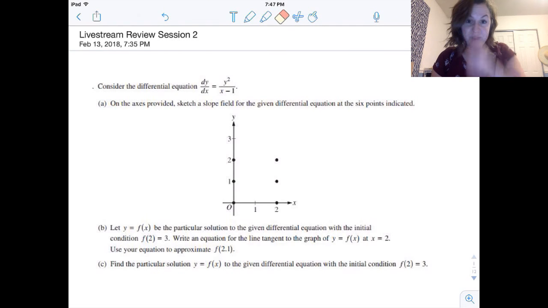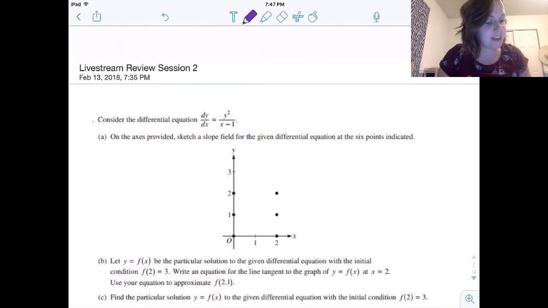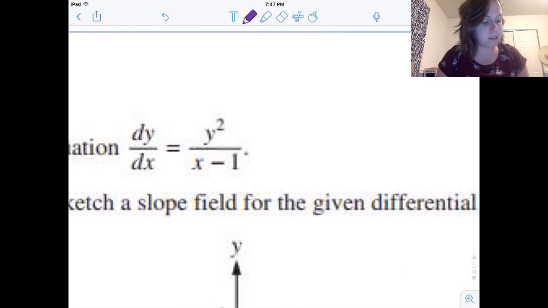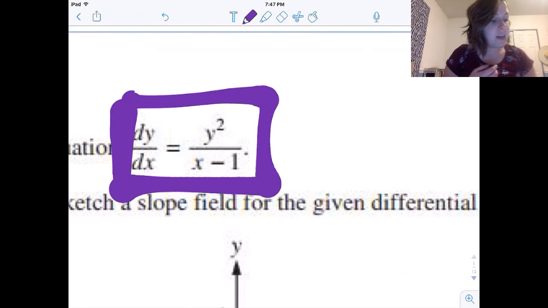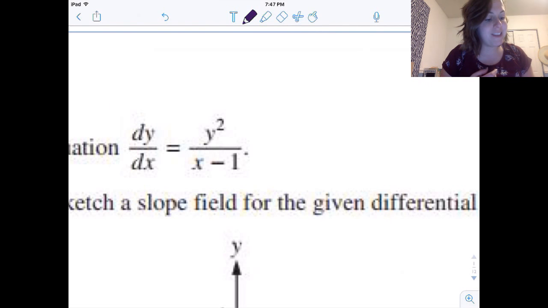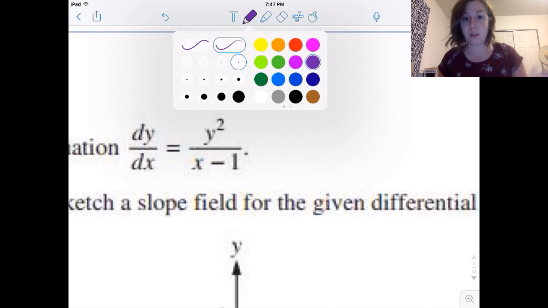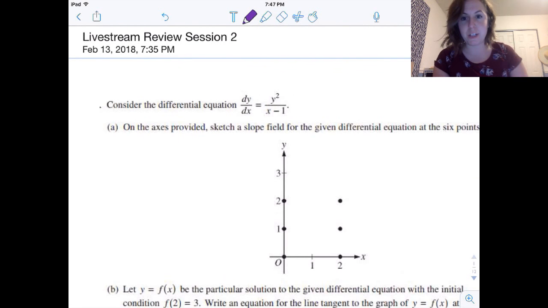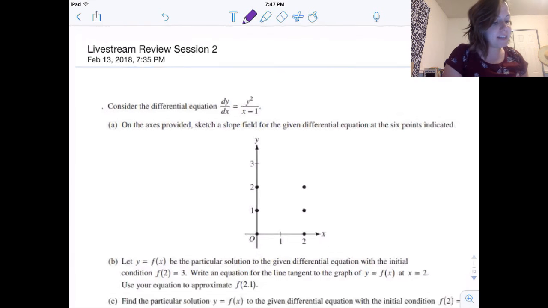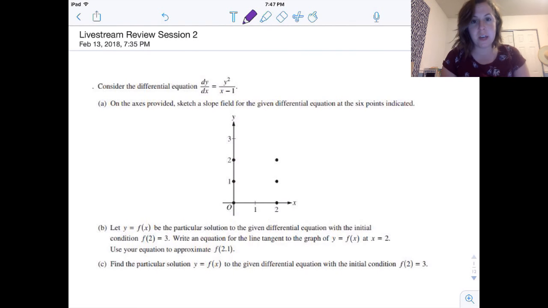Anytime I see that I'm given dy/dx, to me that signals that I'm given a differential equation, and I probably should think that at some point I'm going to separate. I don't always, but it's in the back of my mind, and especially on a test on separation of variables, that would be important. So, part A says, on the axes provided, sketch a slope field. You guys know the basics of slope fields.